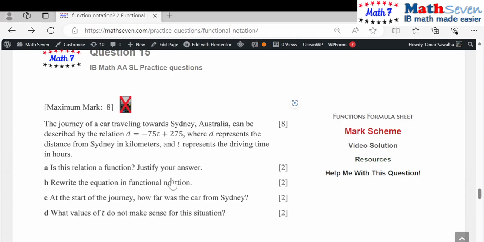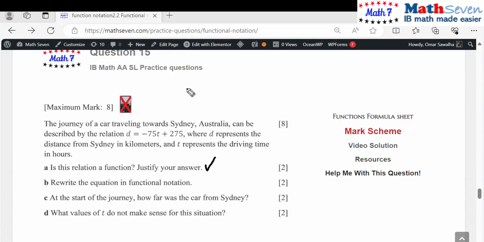Of course, it's a function, because every relation that is linear is a function, right? For every time you have one unique output. You don't have, for example, at 5 hours, two different outputs. The car won't be at two different distances. So every linear relation is a function. That's for the first part.